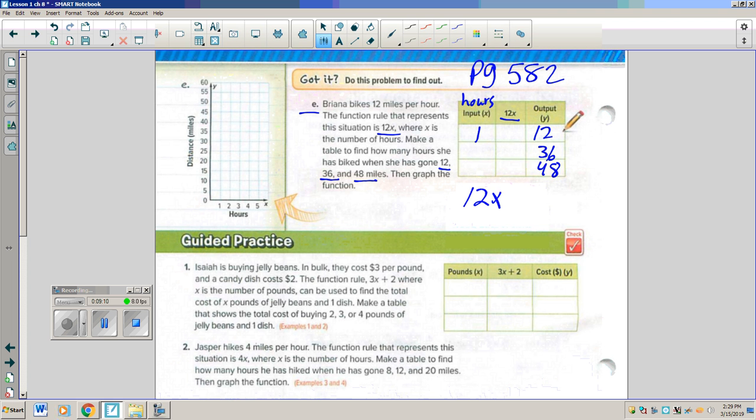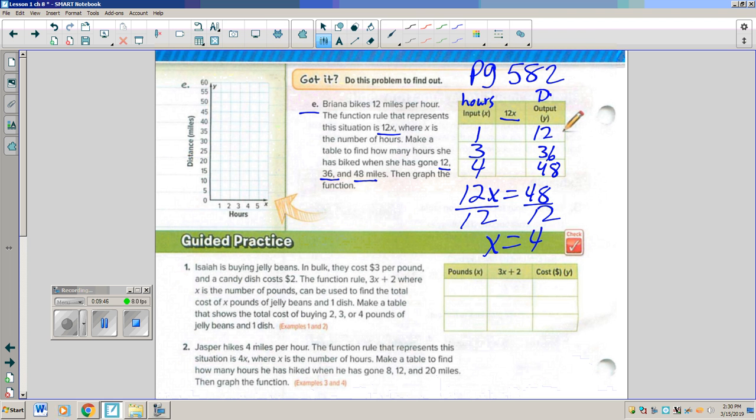Same rule, 12x. We're looking for x. The number of miles is 36. Dividing by 12, x equals 3. My input is 3. And the last one, 12x equals 48. Dividing both sides by 12, x equals 4.